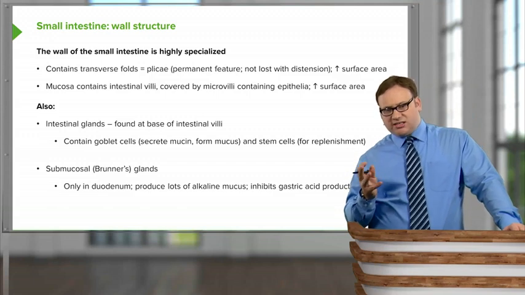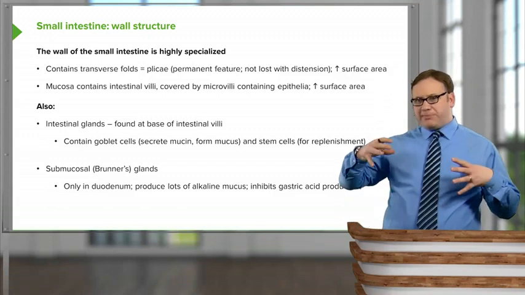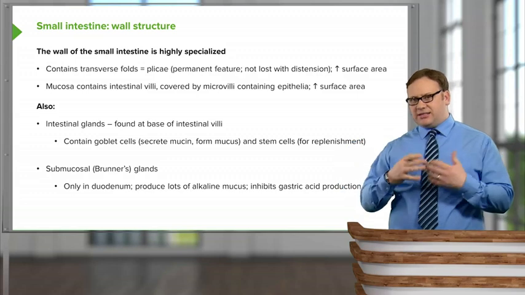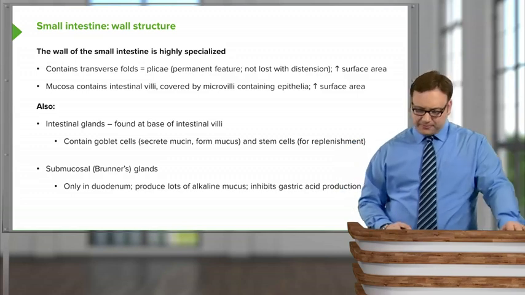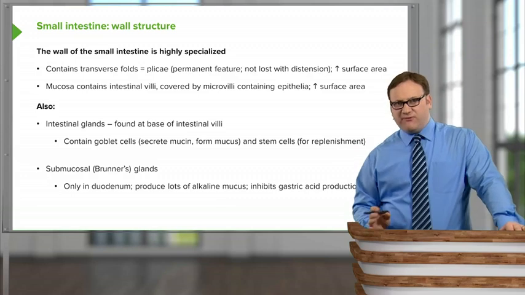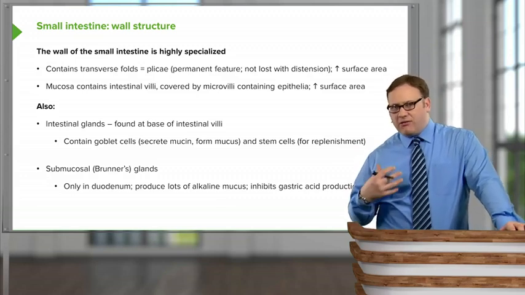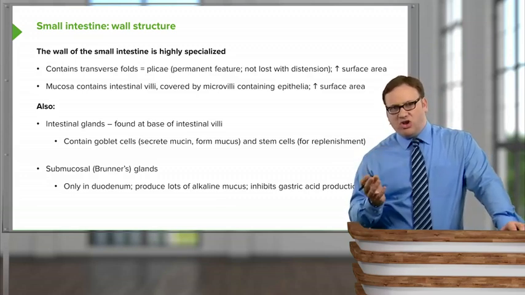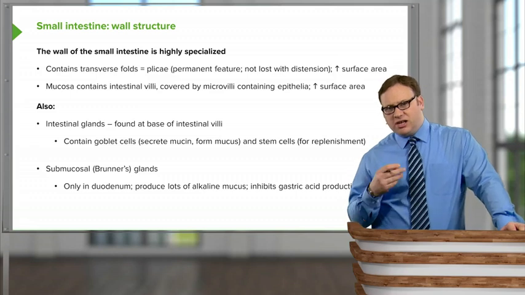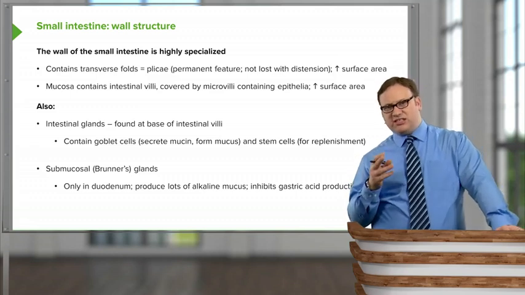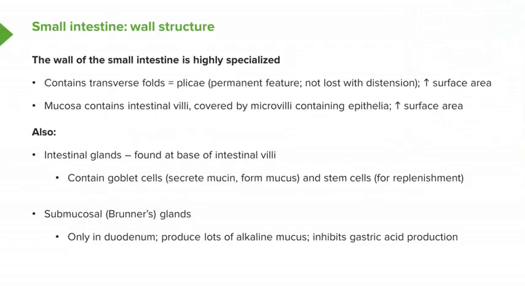So the rugae in the stomach allowed the stomach to expand in size as more food passed in. These transverse folds, known as plicae, are a permanent feature. They're not lost with distension, and their purpose is to increase the surface area of the small intestine, allowing great opportunity for absorption to occur.